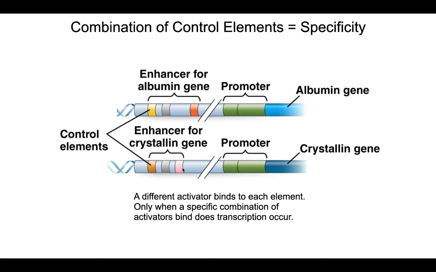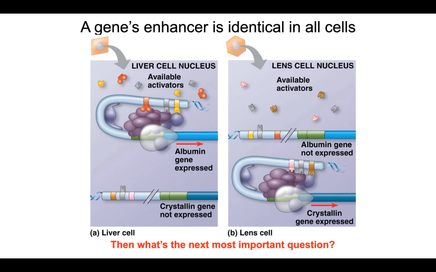Okay, now, the way in which activation works is the albumin gene needs an activator to bind to each one of these control elements before it's turned on. If any one is missing, it's not going to get turned on. The crystallin gene needs an activator to bind to each one of these control elements. If any of them are missing, it's not going to get turned on. So let's take a look at two different cell types, because remember, differential gene expression. A particular cell has a particular structure and function because it turns on a set of genes and turns off a set of genes. So we have the liver cell, we have the lens cell. Now, the lens requires crystallin, that's an important protein to be a lens cell, but it doesn't need albumin. Liver cells need albumin protein, but they don't need crystallin.